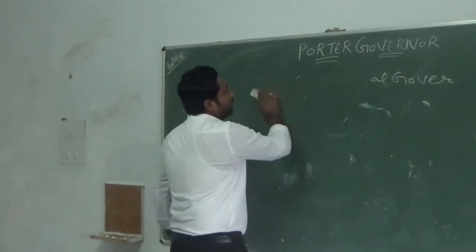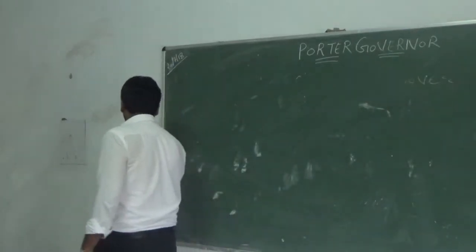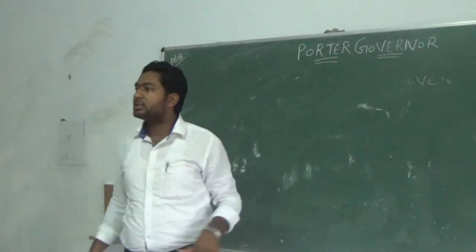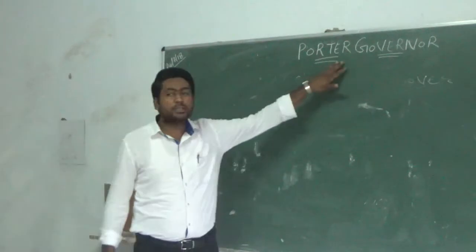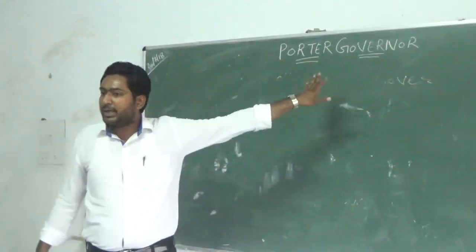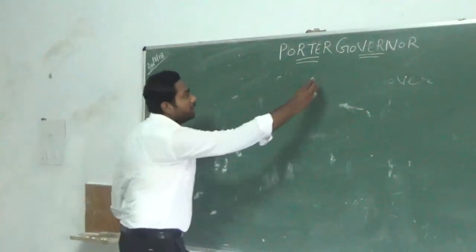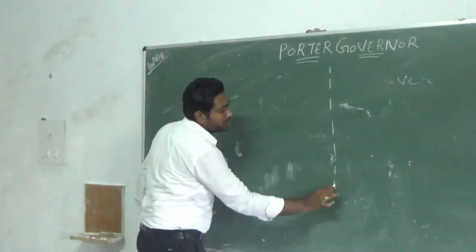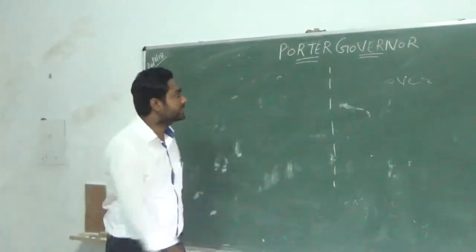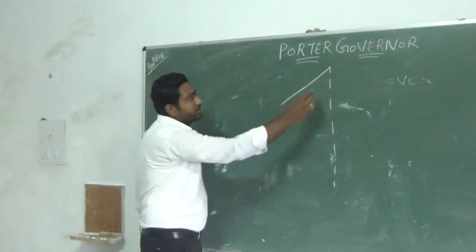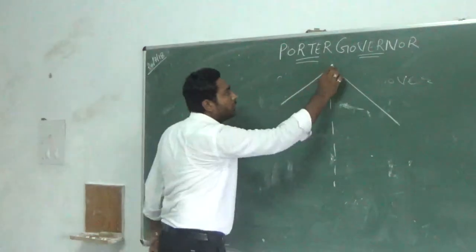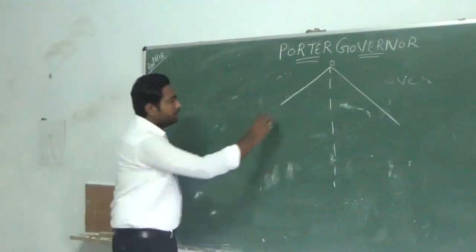Now, today we discuss the next governor, named Porter governor. To eliminate the limitations of Watt governor, Porter introduced his governor, which is named Porter governor. So first of all, we draw the center line, which is governor axis. Arms pivoted on governor axis O. Okay.